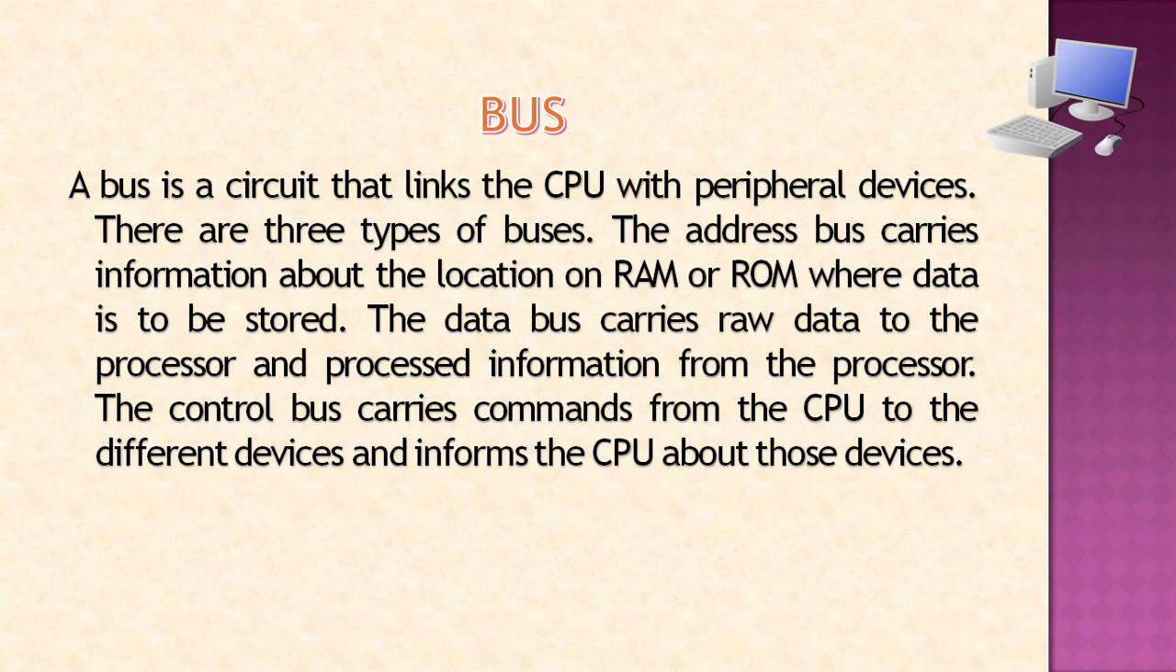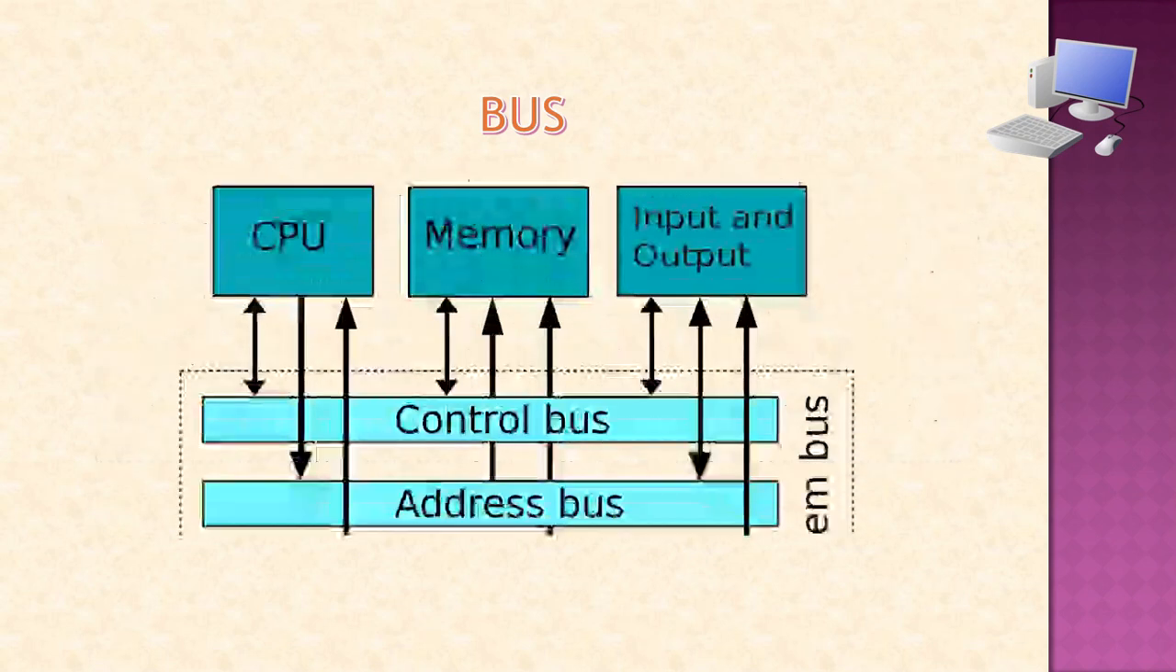The address bus carries information about the location on RAM or ROM where data is to be stored. The data bus carries raw data to the processor and then carries the processed information from the processor. The control bus carries commands from the CPU to the different devices and informs the CPU about those devices.